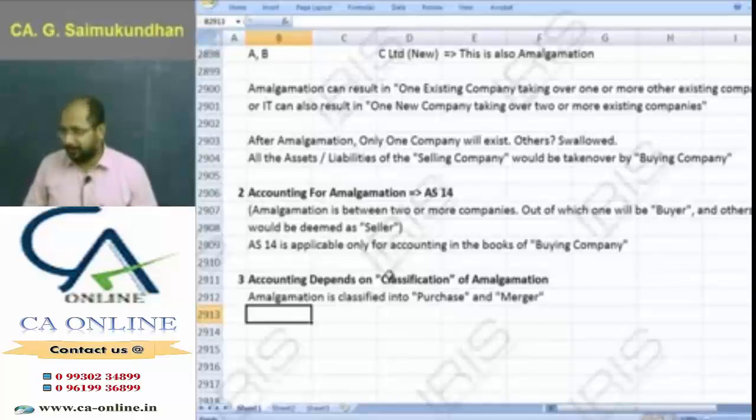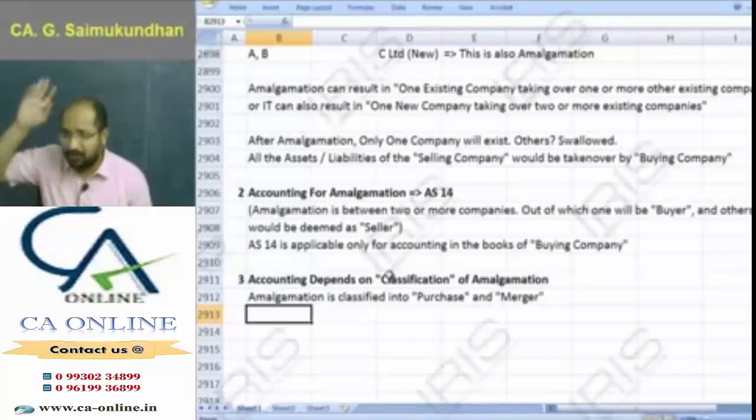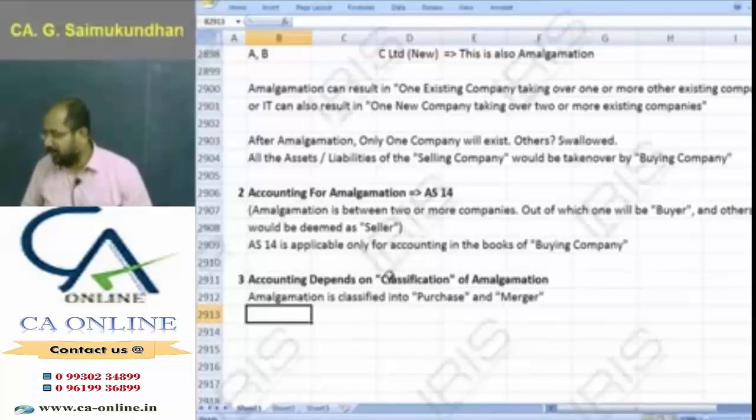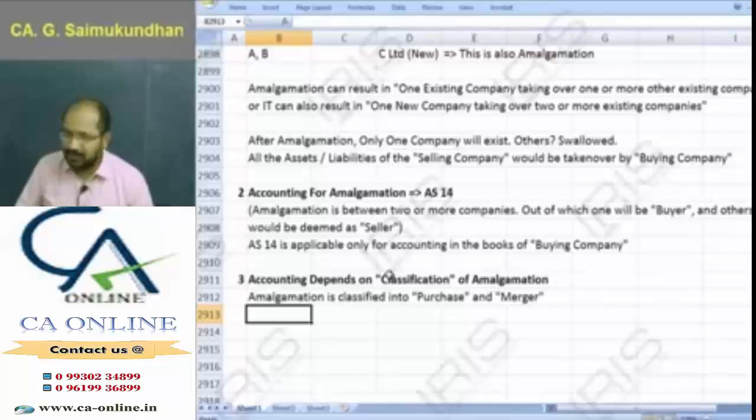AS 10 and AS 6 are up for replacement by a new set of accounting standards. The draft was issued, I think, somewhere around the time when I was a student. So it is still there. The same draft, after some further corrections, will not be applicable for your May examination. That is my point.